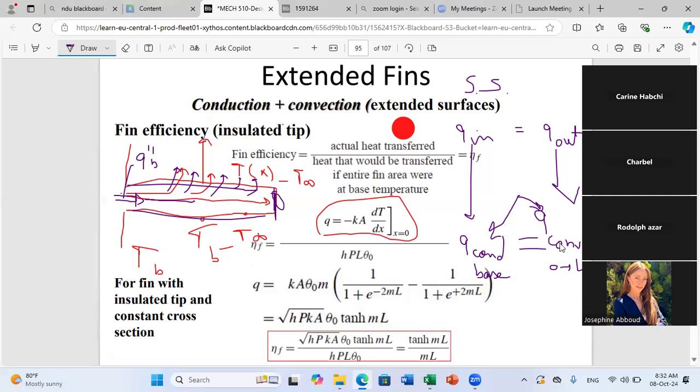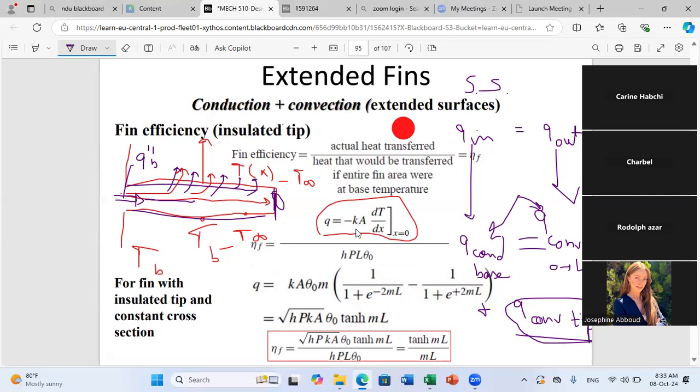If not, in case you have a non-insulated tip, then Q conduction at the base is equal to this integral plus Q convected at the tip. And in this case, they should give you information on what is h, what is T at the tip, etc., to be able to calculate this term. So this is about the actual heat transferred by the fin in case of an insulated tip.